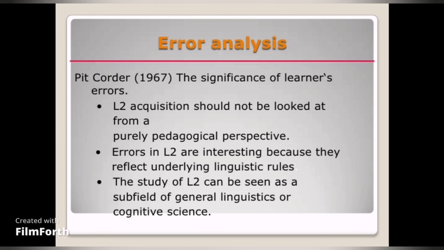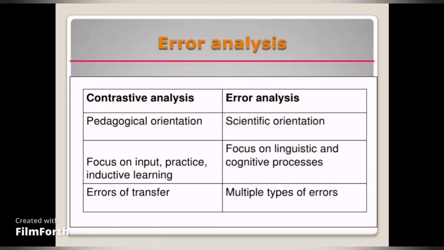Well, what's the difference between them? Contrastive analysis and error analysis. Contrastive analysis, pedagogical orientation. Error analysis, scientific orientation. Contrastive analysis focuses on input, practice, inductive learning. Error analysis focuses on linguistic and cognitive processes. Contrastive analysis, errors of transfer. Error analysis means multiple types of errors.